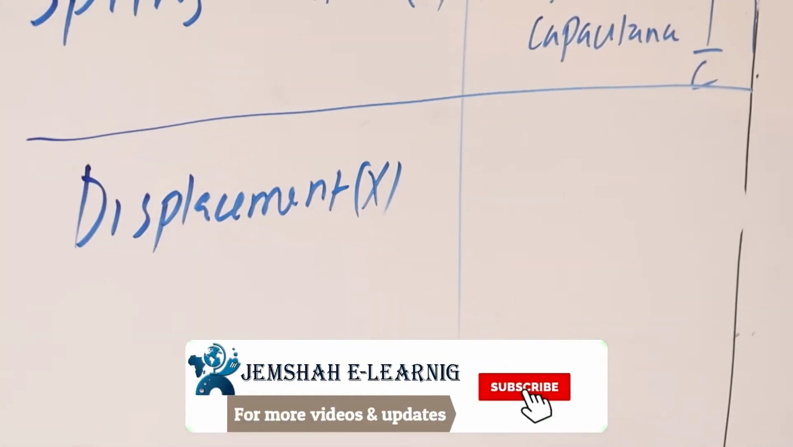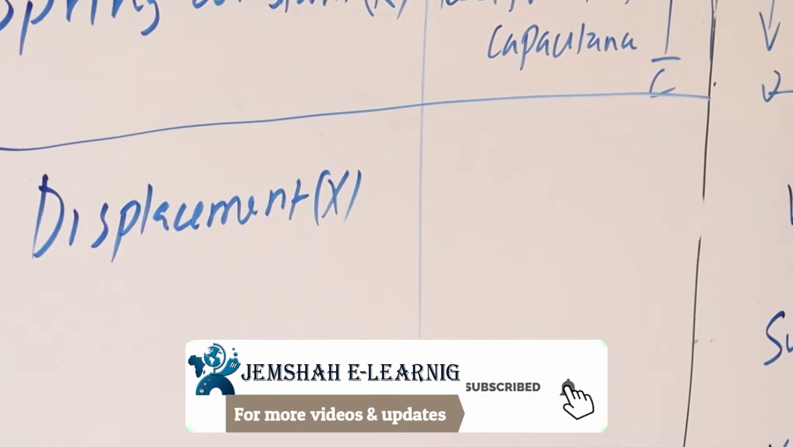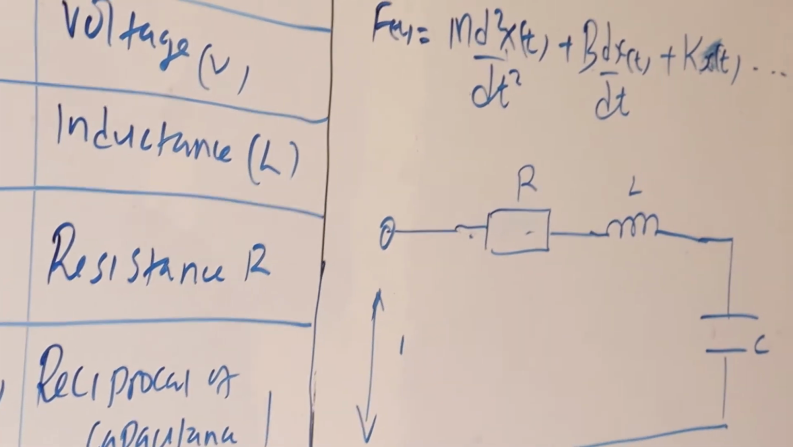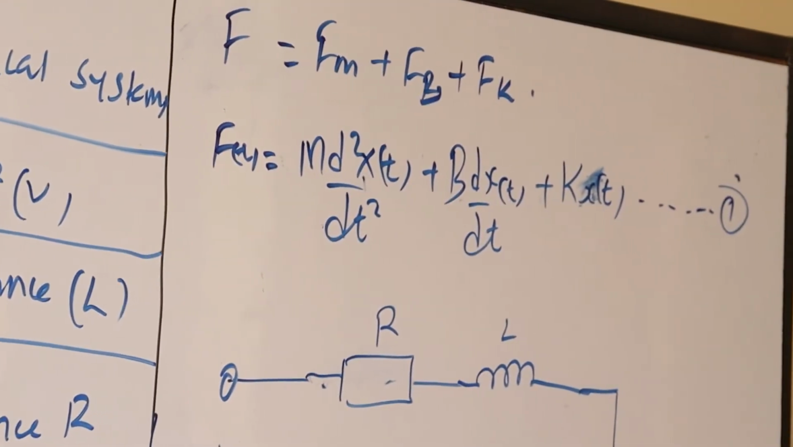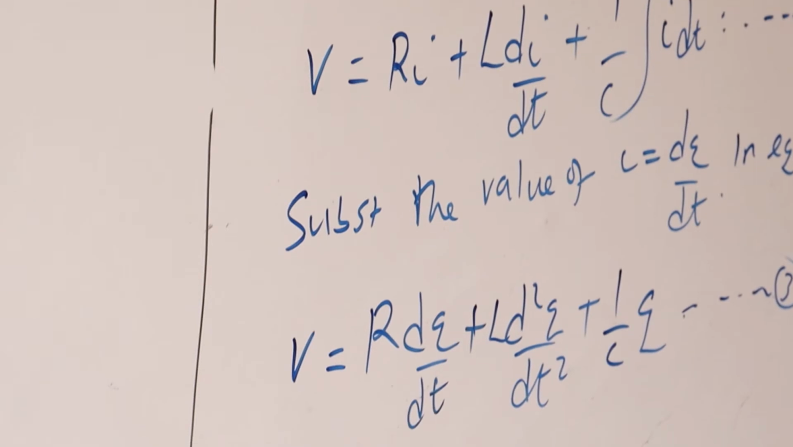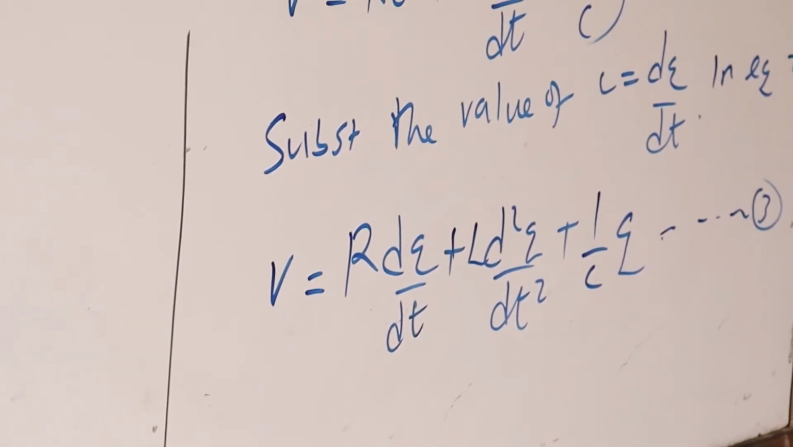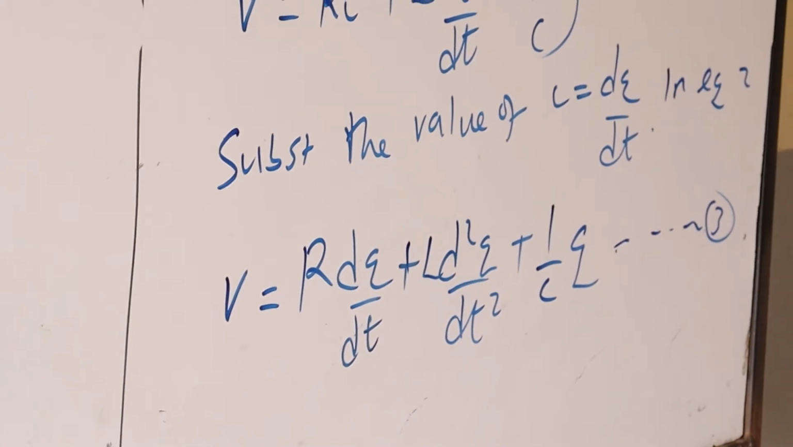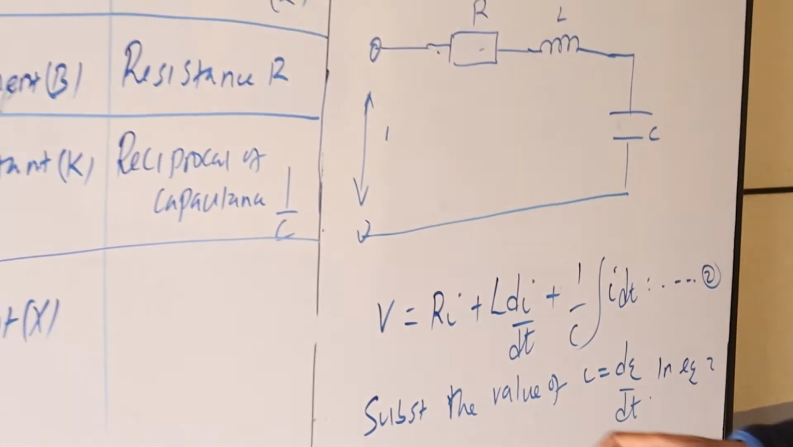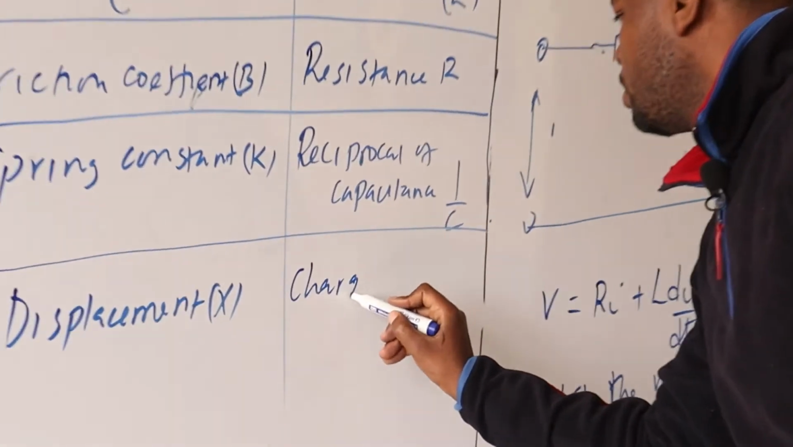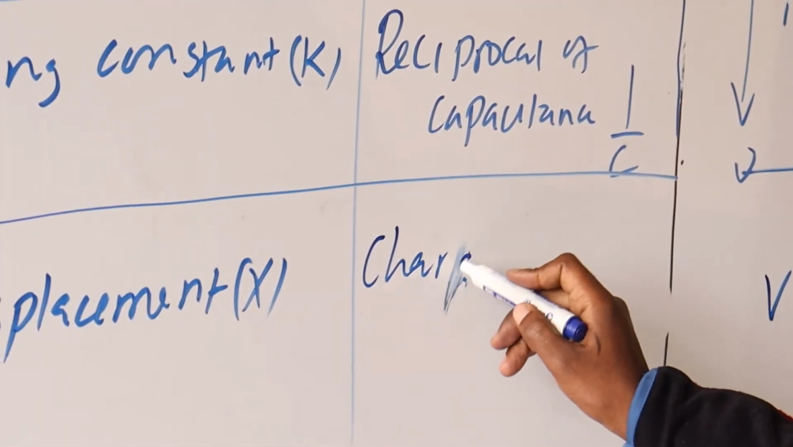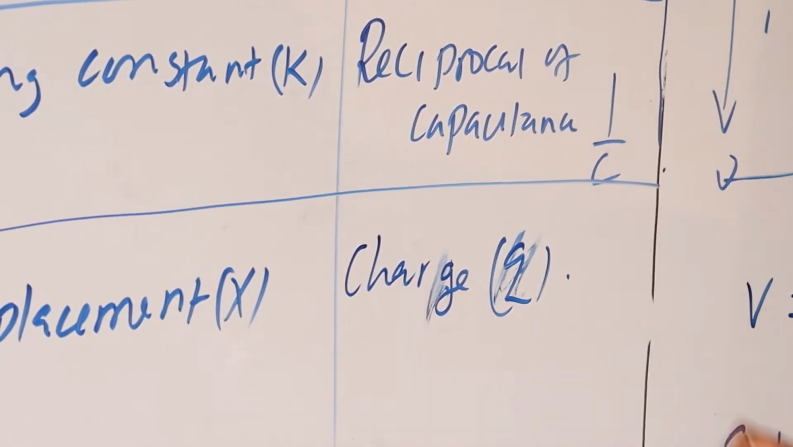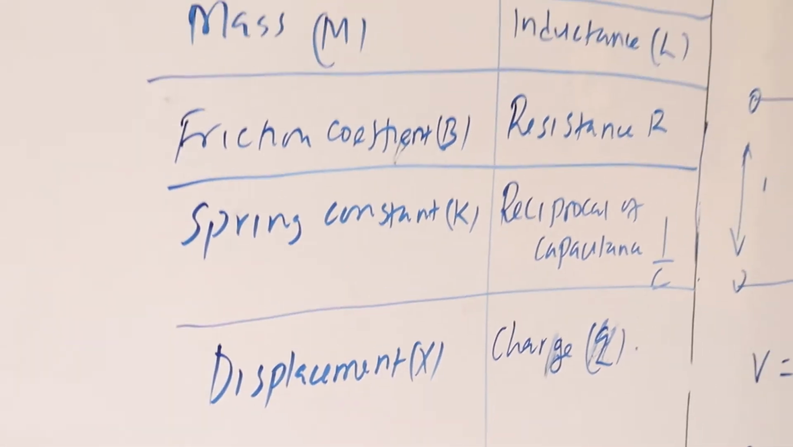Displacement X. If you look at the displacement X, what is common here is Q. In that case, the displacement X actually represents the charge Q. So that is what we have as far as that is concerned.